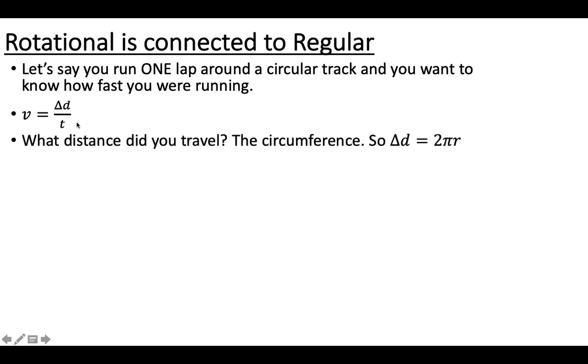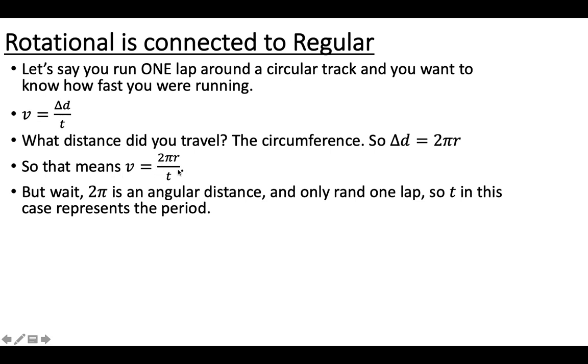Okay, what distance did we travel? Well, we went around the circle one time, right? So how far did we go? How far we went is the same thing as the circumference. So our delta d is 2 pi r. That's the circumference of a circle. That's how far we went, 2 pi r. And so I'm going to take this and put it in that delta d spot. So that means that v is equal to 2 pi r over t. All I did was take 2 pi r and put it where delta d is.